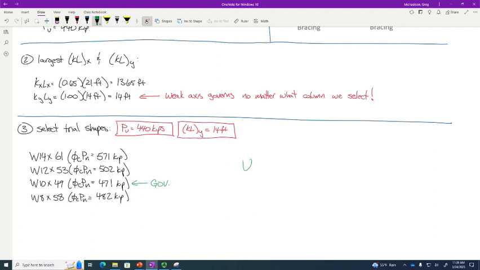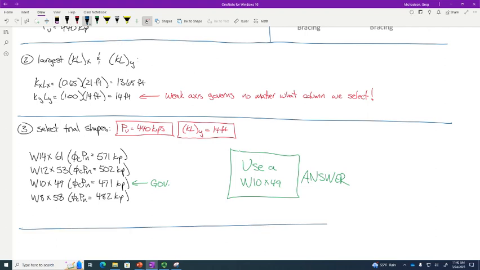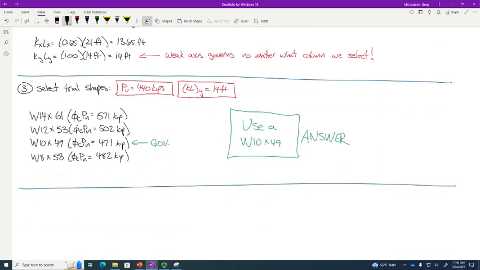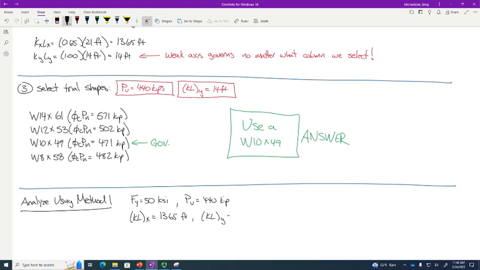And so for this problem, boom. Now let me be clear. I do think that you should analyze using method 1. I want to clarify that a little bit. What I mean by that is we have Fy is 50 ksi. We know that Pu is 440 kips. We know that KLx is 13.65 feet. We know that KLy is 14 feet. And we know we're using a W10 by 49.